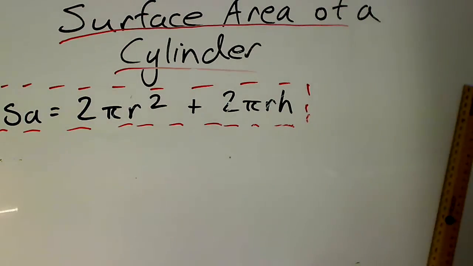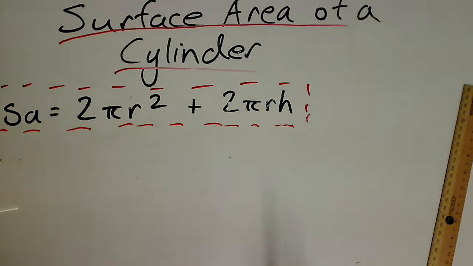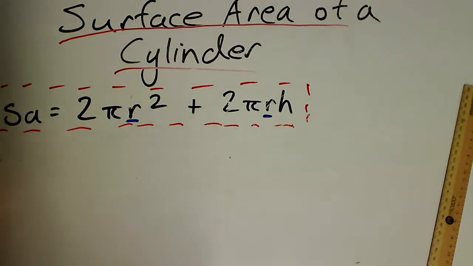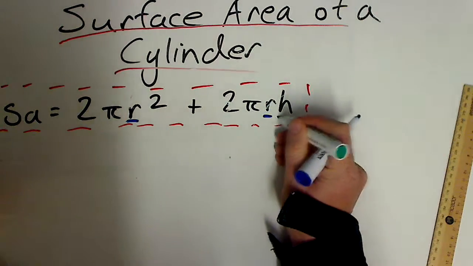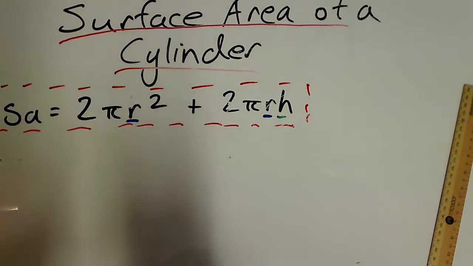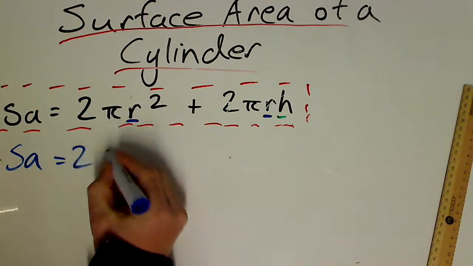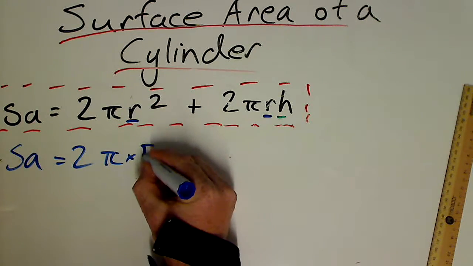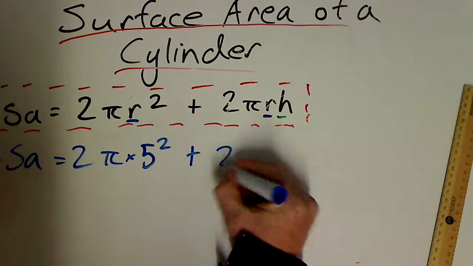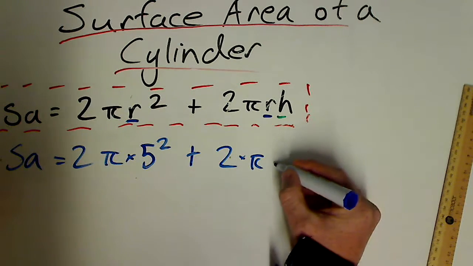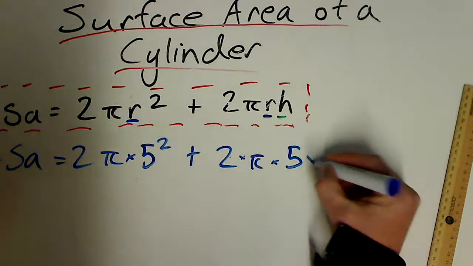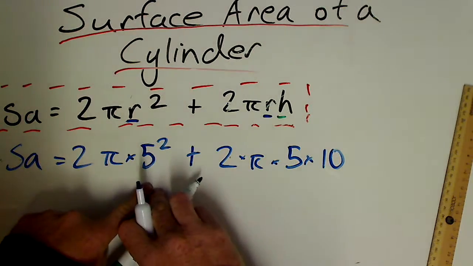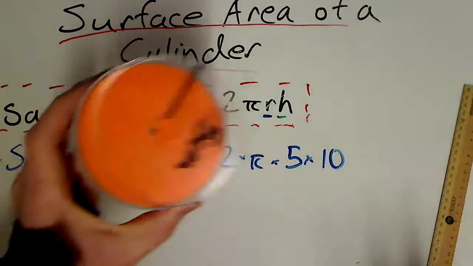So all I do is plug that information into my formula and rewrite it, but instead of the R, I write 5, and instead of the H, I write 10. I do the H in a different color just so you can see it pull through. So, SA, the surface area, equals 2 times pi times 5 squared plus 2 times pi times 5 again for the radius times the height of 10. That's my formula, and I've substituted in the information from the cylinder.